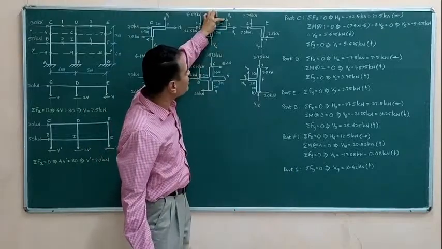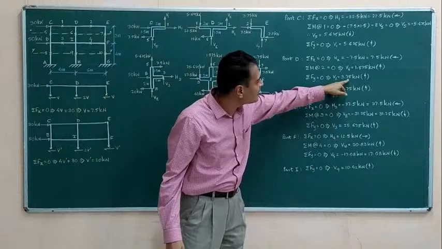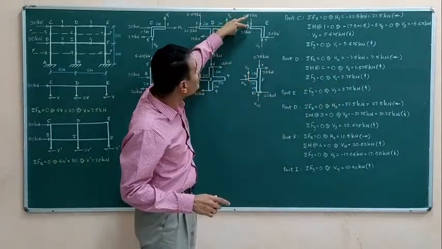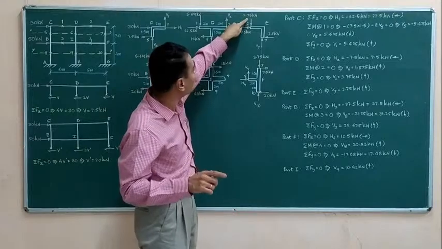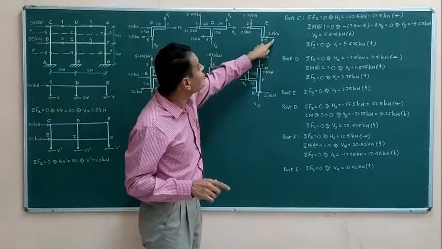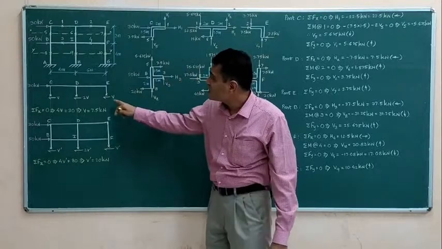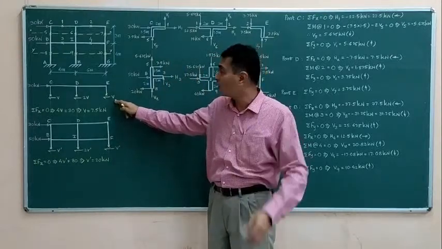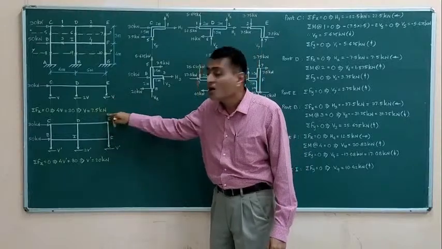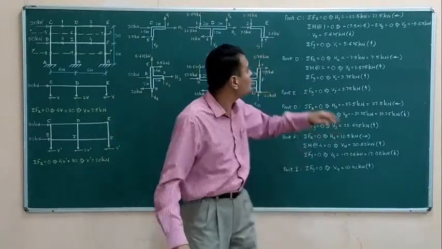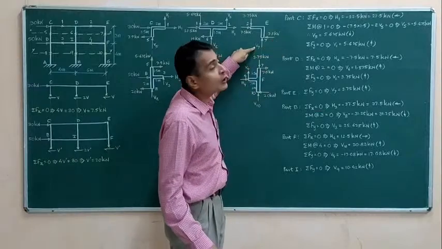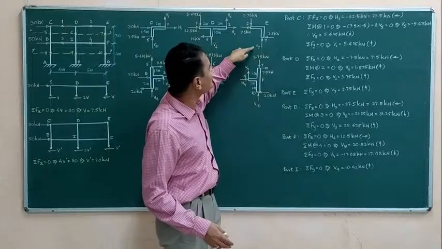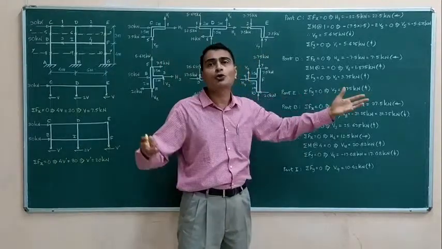Similarly, we have V2 here, which is known to us to be 3.75 kilonewtons upwards, so equal and opposite 3.75 kilonewtons downwards I have shown. This is known. This is known. How come this is known to us? See this portal method assumption: exterior column carrying half the share of the interior column. So this was already found to be 7.5 kilonewtons. So this is also shown. There is only one unknown in this FBD. I just apply sigma Fy equal to 0. I get the answer for V7 as 3.75 kilonewtons.